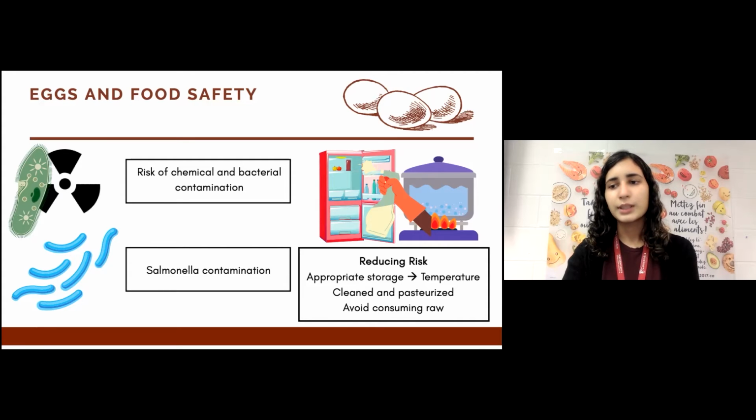In order to reduce this egg risk, you need to make sure you store eggs appropriately in the refrigerator to keep them at the right temperature. We want to avoid the temperature danger zone, which is 4 to 60 degrees. Also, in egg production, they should be cleaned and pasteurized, and we should avoid consuming raw eggs, as this is when foodborne illnesses can occur.